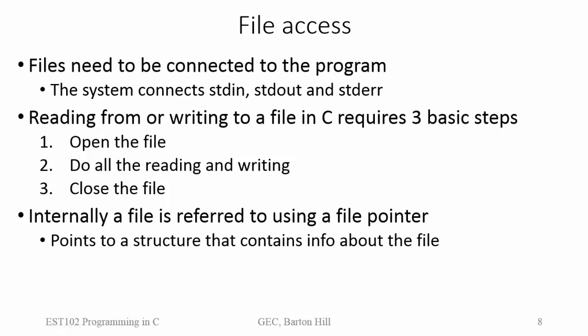Okay, so basically reading from or writing to a file in C requires 3 basic steps. Using these steps we can connect to the program. So first one is open the file, second one is perform all the reading and writing operations, then third one, close the file. So these are the basic 3 steps for accessing a file.